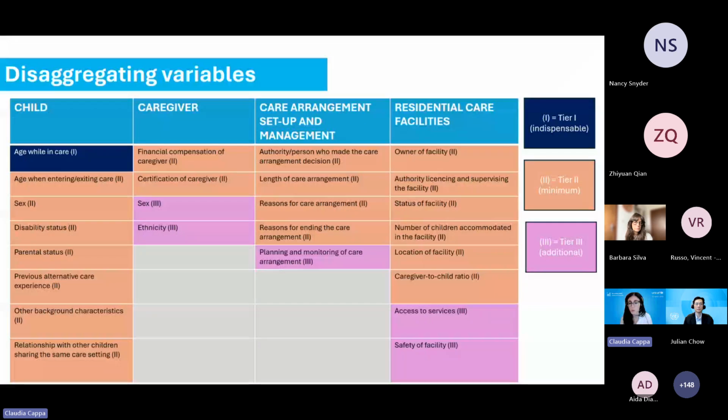As you can see here, these are illustrated in orange. And then you have additional variables that would be good to have for analytical purposes, but are not considered critical. And I want to conclude with some considerations related to the goals for implementation.